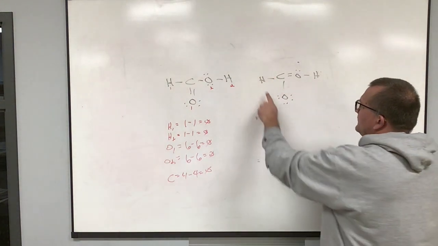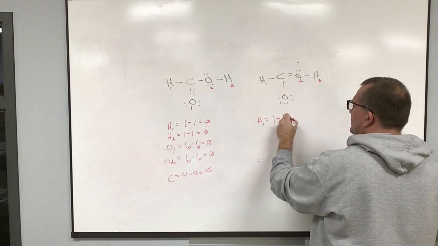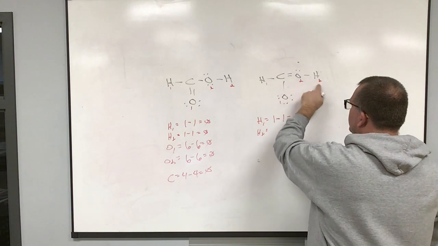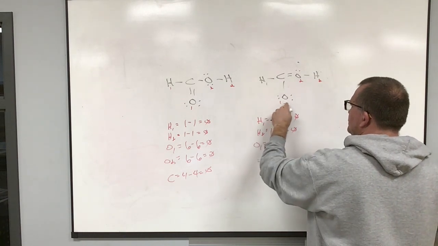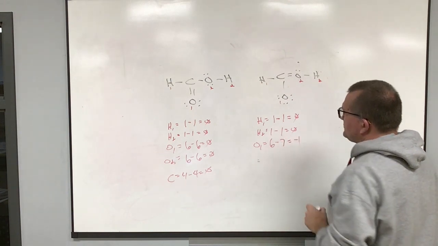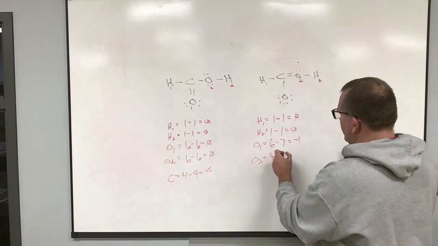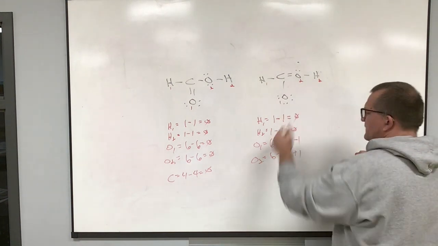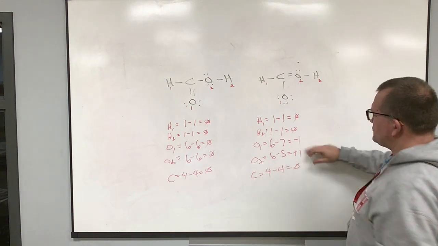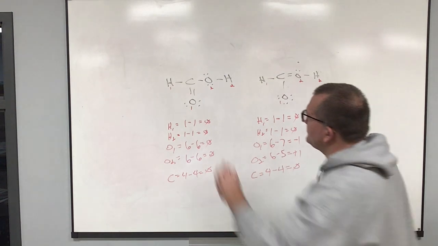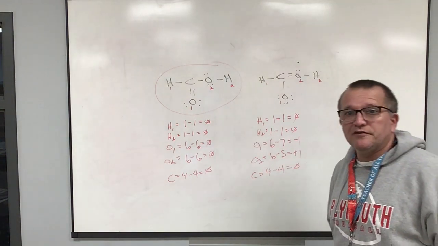So now let's look here. H1, H2, O1, O2. H1, 1 valence electron, 1 formal electron, 0. H2, 1 valence electron minus 1 formal electron, 0. O1 has 6 valence electrons, and I have 2, 4, 6, 7 formal electrons for a -1 charge. O2 has 6 valence electrons, and then 1, 2, 3, 4, 5 for a +1 charge. And then my carbon has 4 valence, and then 1, 2, 3, 4 formal for 0. So net charge is still 0, but since I see a charge here and no charge here, this is a better structure because all the formal charges are 0 individually as opposed to having a charge. So that's why I choose that one.